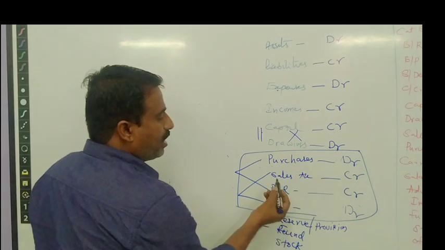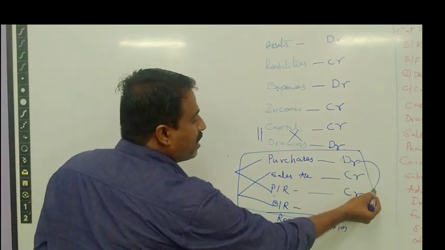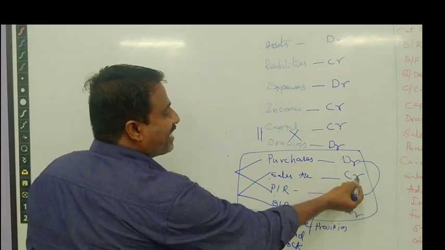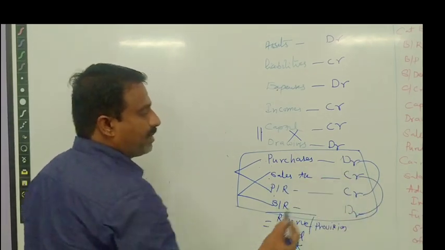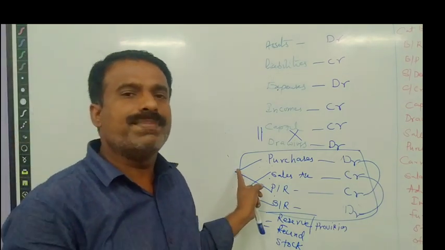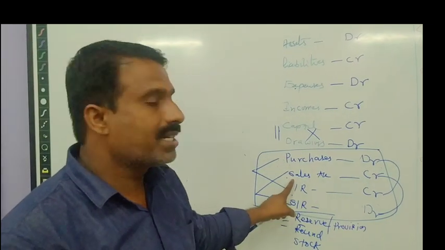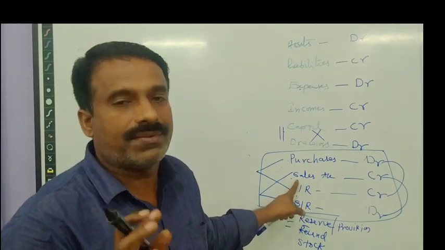Purchases debit, sales credit. Then purchase returns is the opposite: debit means the opposite is credit. Sales returns is the opposite of sales, so it is debit. This is where the prime activity of any business comes in: the purchase of goods and the sale of goods is the main activity of any business.